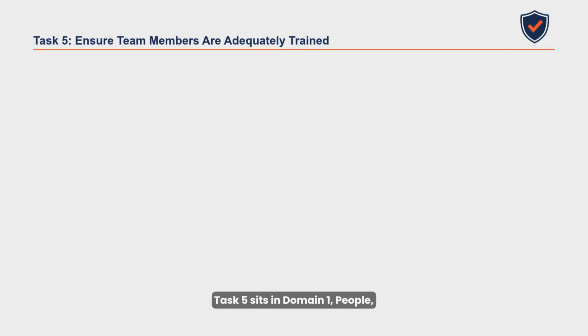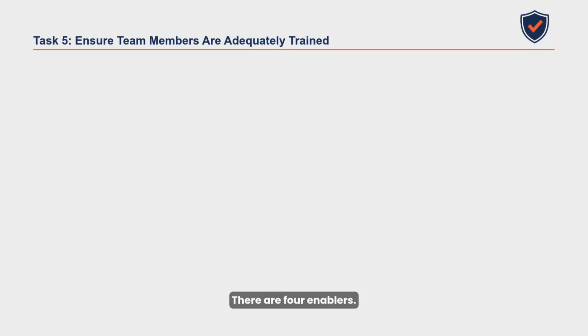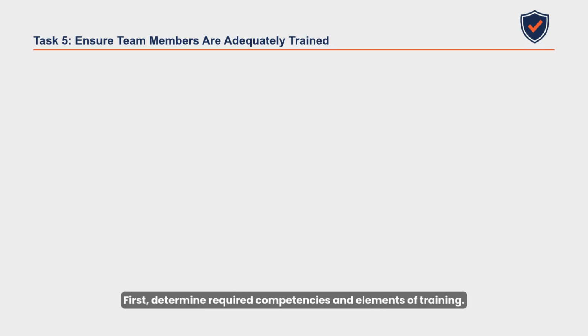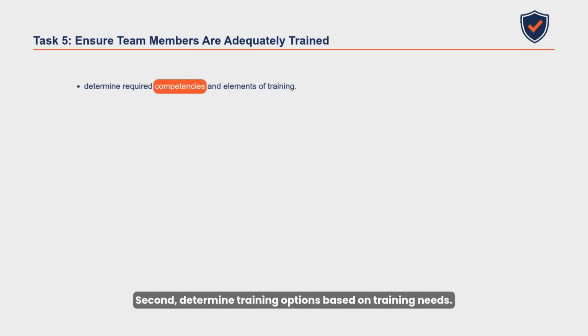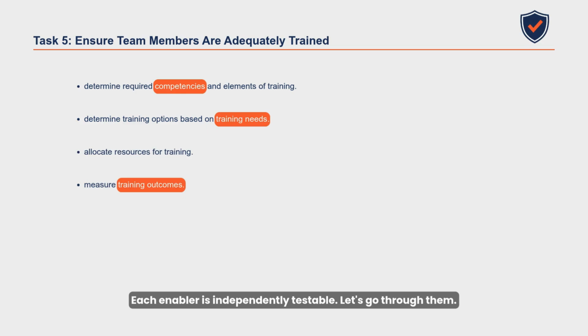Task 5 sits in Domain 1, People, which makes up 42% of the PMP exam. The task statement is, ensure team members and stakeholders are adequately trained. There are 4 enablers. First, determine required competencies and elements of training. Second, determine training options based on training needs. Third, allocate resources for training. Fourth, measure training outcomes. Each enabler is independently testable.